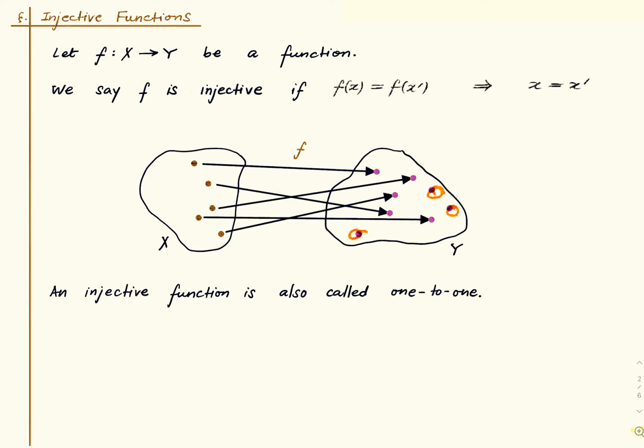The function may leave some of the things in the target hungry. That's fine, but every input has to have some output. When you say the function is injective, you impose an extra condition that two different inputs cannot lead to the same output, as evident in this picture. This is how one can succinctly express the same idea.